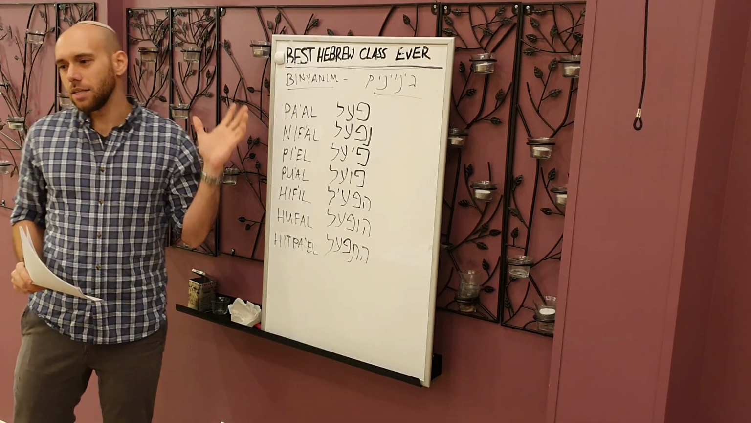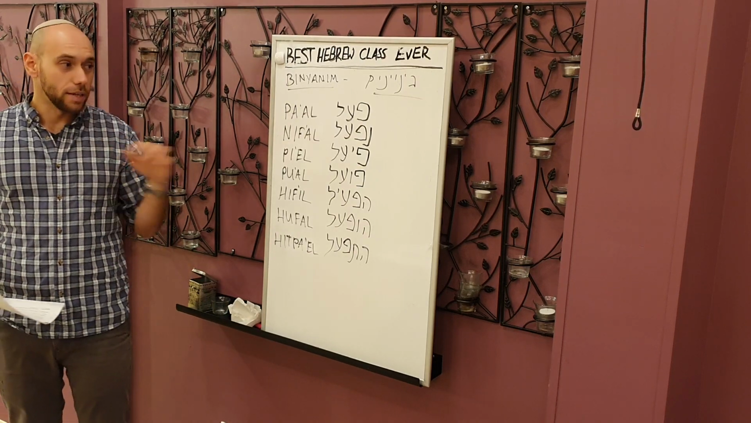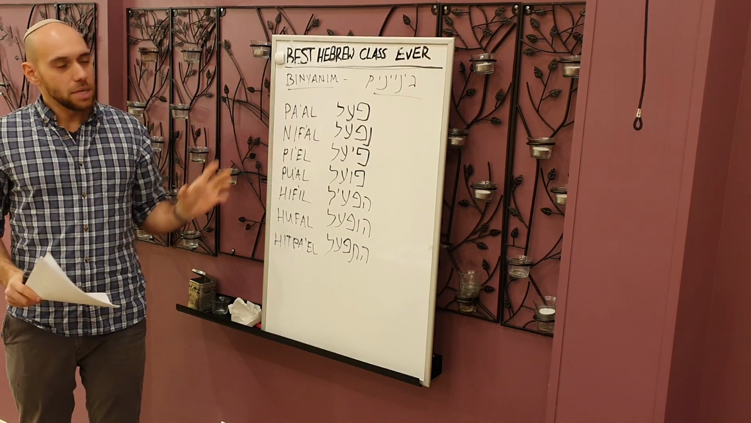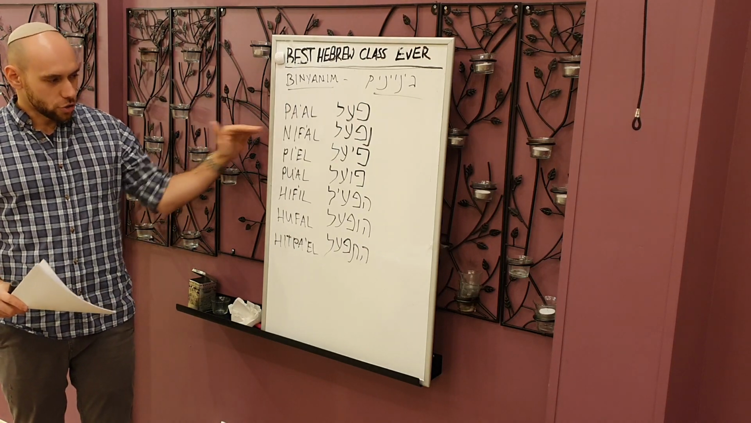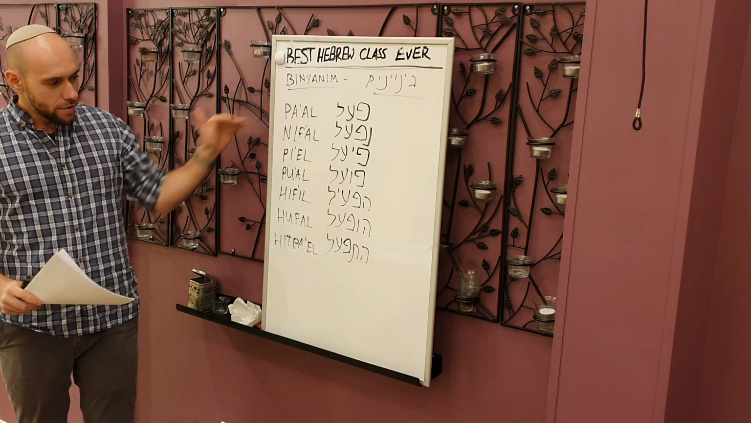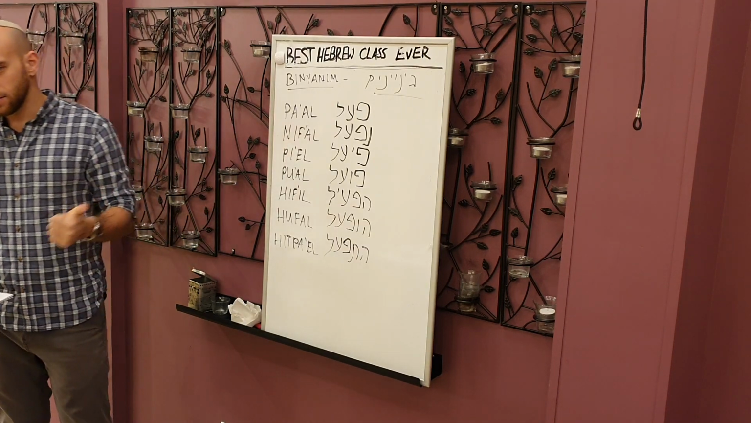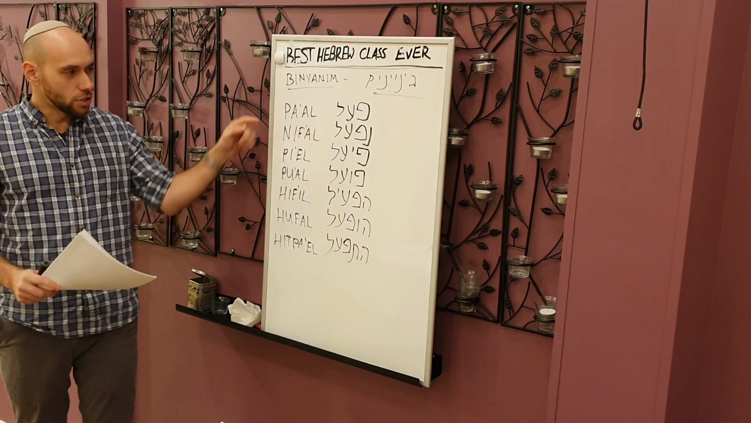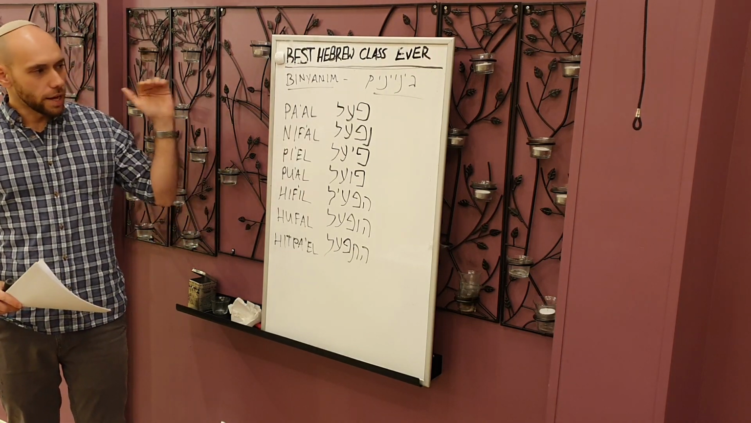The word binyan in Hebrew means building, like we are inside a binyan right now. But in grammar, binyan means structure in terms of verbs, verbal structures, right? So we've got 7 binyanim, 7 structures. So how does it work? It's not a tense, like past tense or future tense, because each one of these structures has a past tense and future tense.